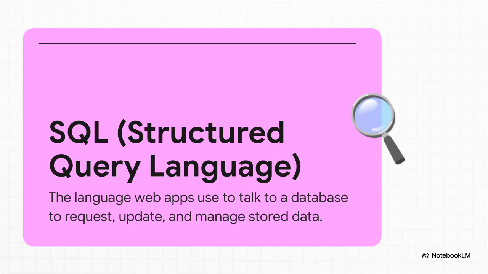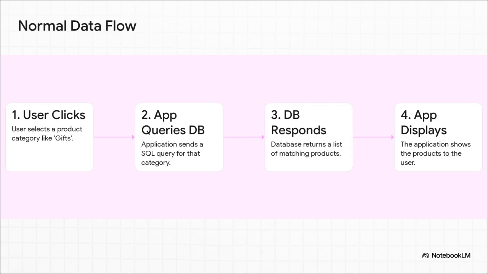You can think of SQL as the special language for talking to a massive, super organized digital librarian. That's our database. When you want to find a specific book, you go ask the librarian, right? Well, when a website wants to find your user profile or show you a list of products, it uses SQL to ask the database. So when everything is working as it should, the flow is really simple. You click on a product category, say gifts. The application then writes up a proper SQL query, sends it off to the database, which neatly returns a list of all the gifts, and then the application shows them to you on the page. It's a clean, predictable, and most importantly, safe conversation.